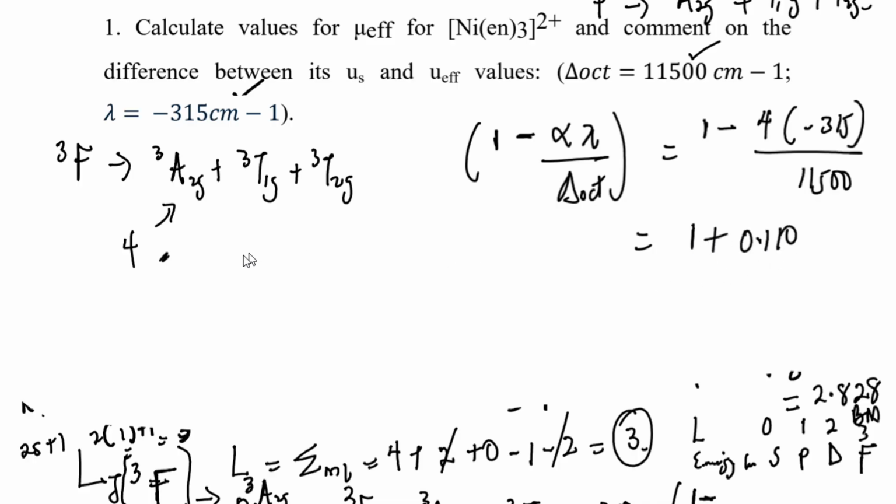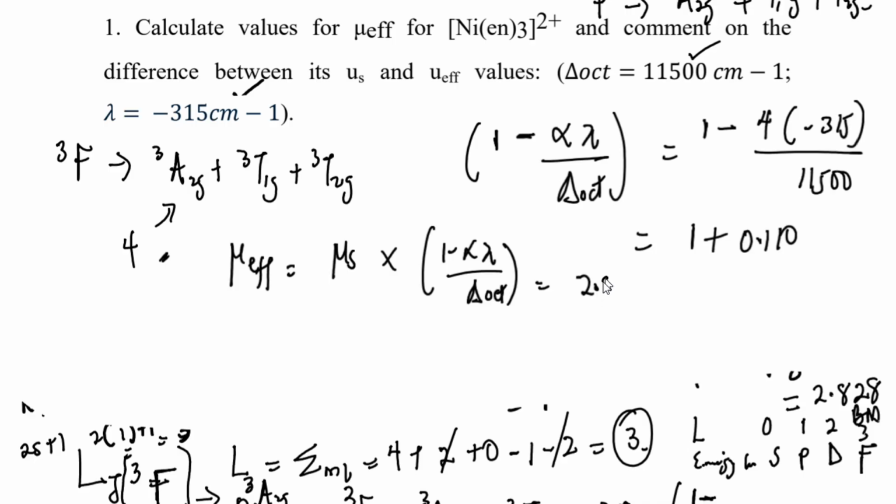So now recall that mu effective equals mu spin times 1 minus alpha lambda over the octahedral splitting. So we're going to have the mu spin was 2.828 times 1.110. So everything will give 3.14, right? So this is the answer for the mu effective.